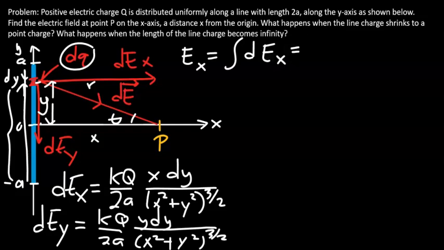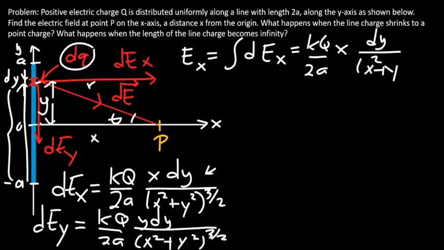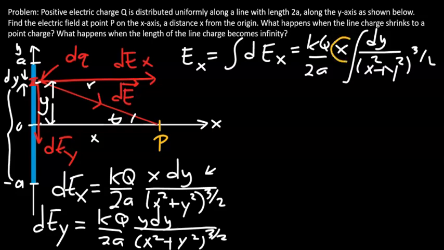Substituting the expression for dEx there, taking out all the constants, you get kq over 2a, x dy over (x squared plus y squared) to the power 3 over 2, integral. You see that x has been taken out of the integral. That is because as you move from down to up or up to down, the x does not change. x represents the position of that observation point, so x is a constant as far as this integral is concerned.